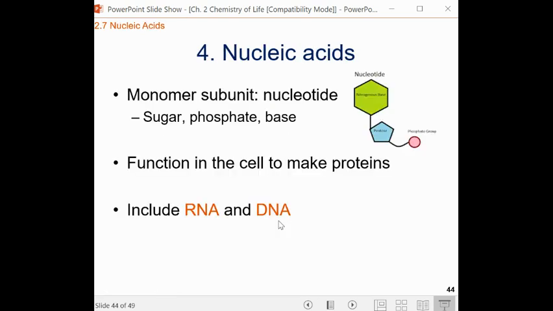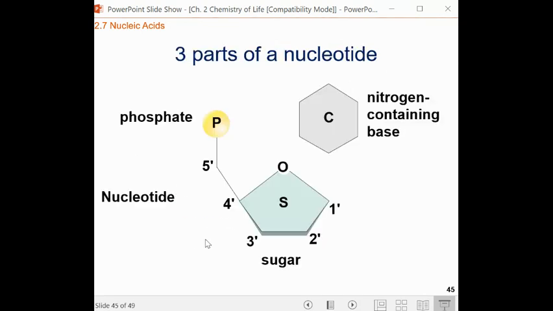The 4th category is our nucleic acids. And these have a monomer subunit of a nucleotide, which is formed from a sugar, a phosphate, and one of the 4 bases. So you can see a nucleotide here. We've got that one of those bases, then we've got our sugar, and then our phosphate group. This is where we have the coding for the order of the amino acids. Nucleic acids include our RNA and our DNA. DNA is where that code is stored. RNA is used in assembling the amino acids together.